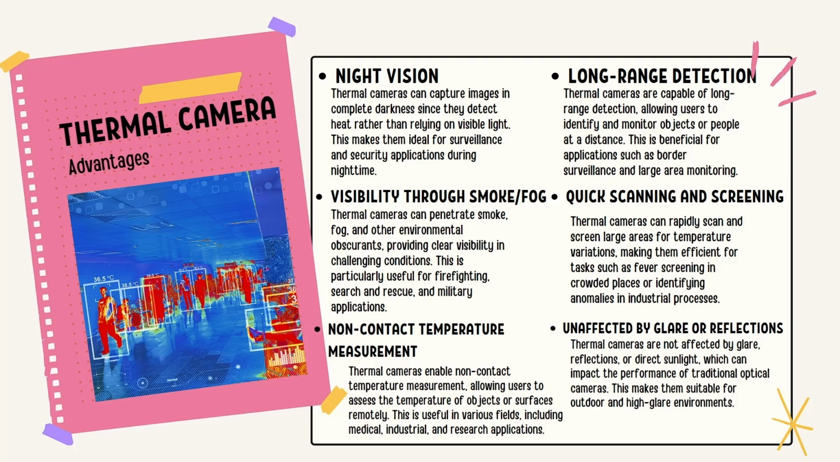Next, we have visibility through smoke or fog. Since thermal cameras detect infrared light, which has a larger wavelength, they can penetrate smoke, fog, and other environmental obscurants, providing clear visibility in challenging conditions. This is particularly used in firefighting and military applications.